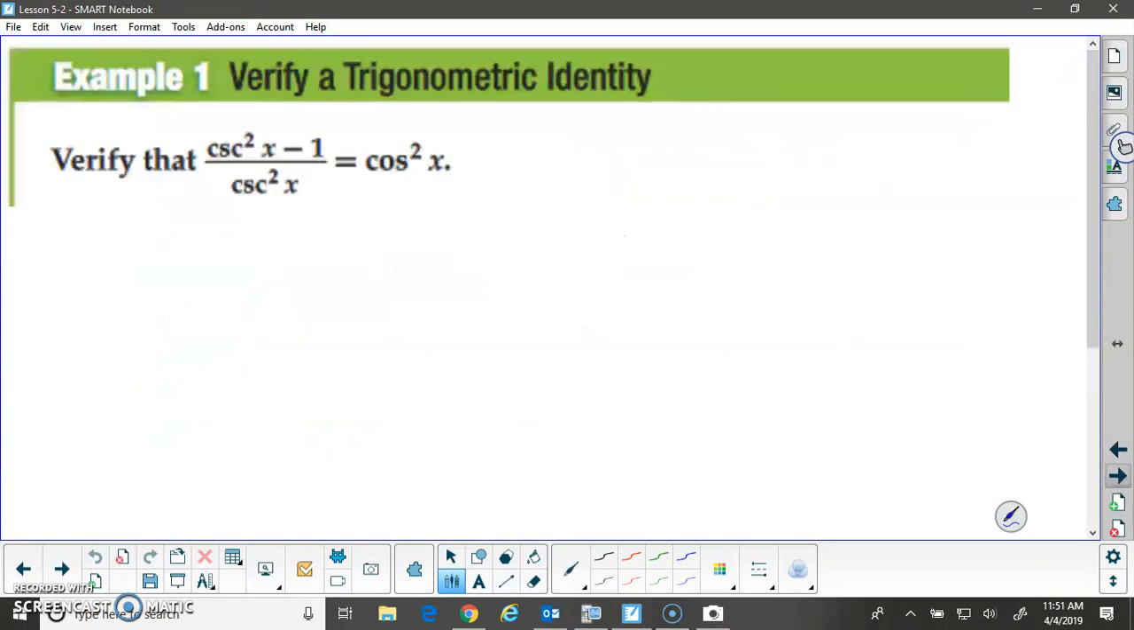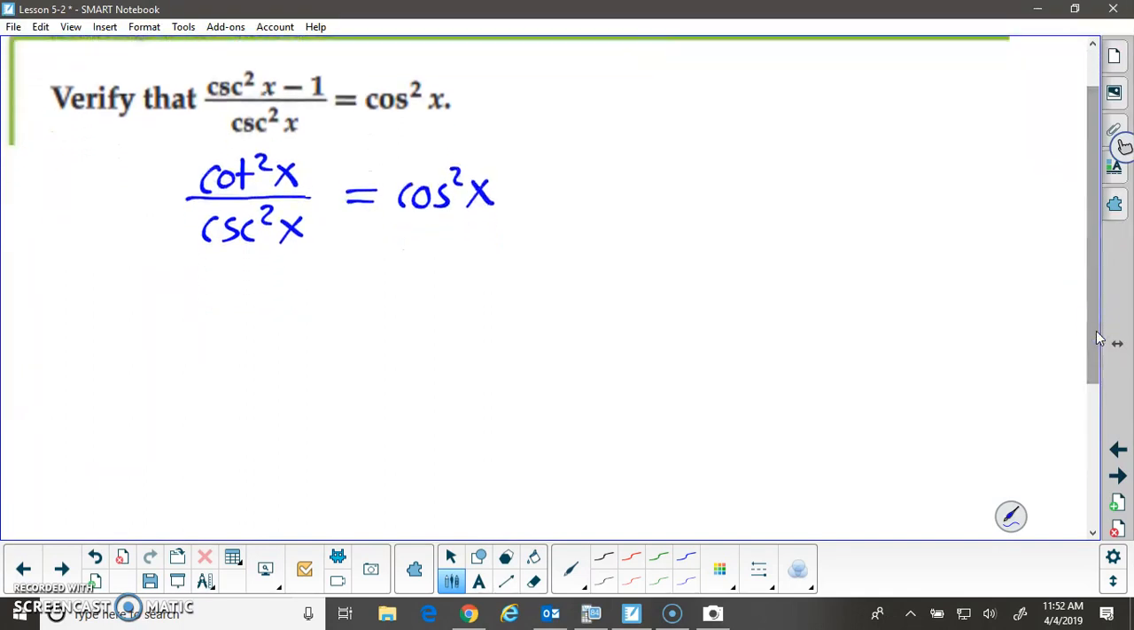So our first example, what we have is an equation, and you have to prove that one side equals the other. So I'm going to start with the more complex side, in this case the left-hand side, and we're going to try to show that it equals cosine squared. So I'm going to use a Pythagorean identity and change the numerator into cotangent squared. And now, after doing that, I'm going to use strategy number 2 and change things into sines and cosines. So the numerator can become cosine squared over sine squared. The denominator becomes 1 over sine squared.